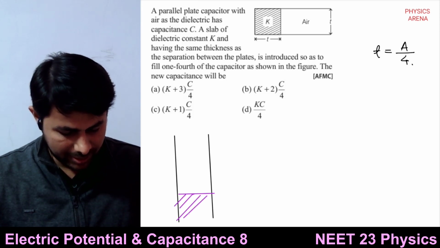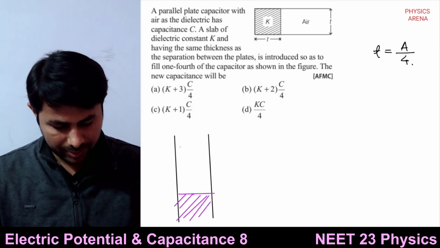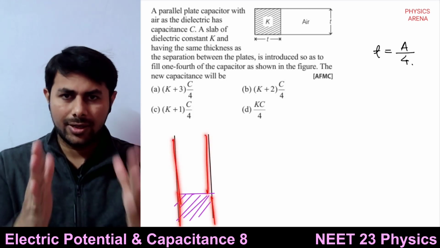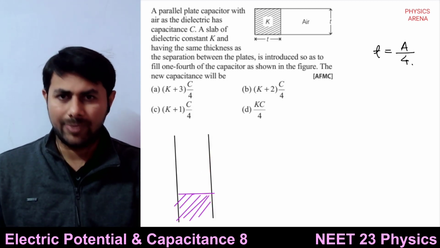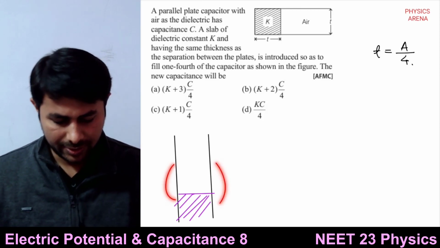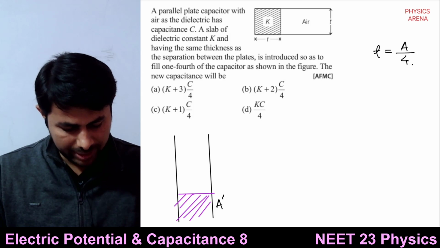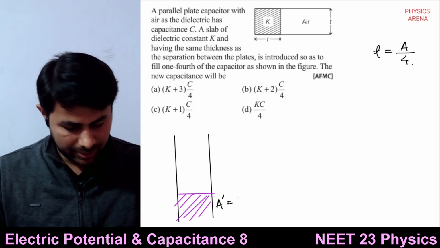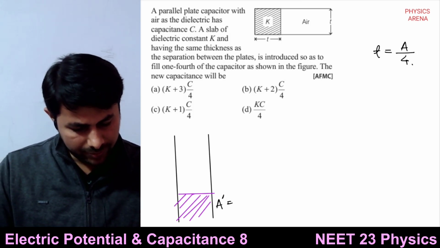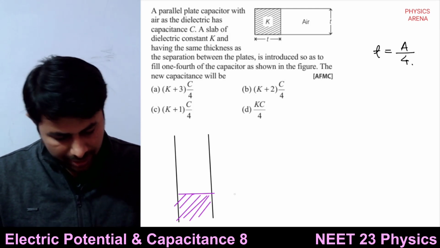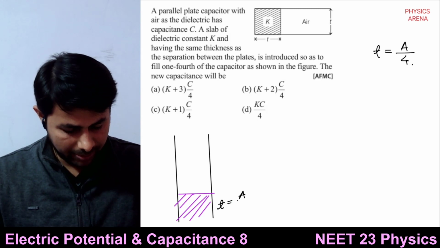Okay. So this is your dielectric. For this capacitor and this capacitor, the plates are connected to each other, both the plates. So this is a parallel combination, right? So the area of the second capacitance is A dash, equal to A by 4. T is equal to A by 4.